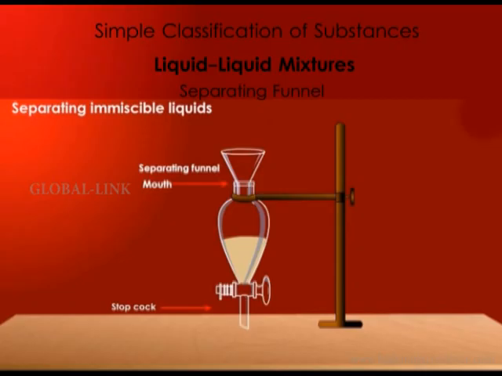The two liquids form two distinct layers, with the lighter liquid coming to the top and the denser one at the bottom. The stopcock is then opened and the bottom liquid is drained. Then the top layer is removed into another beaker, so the mixture is now separated.